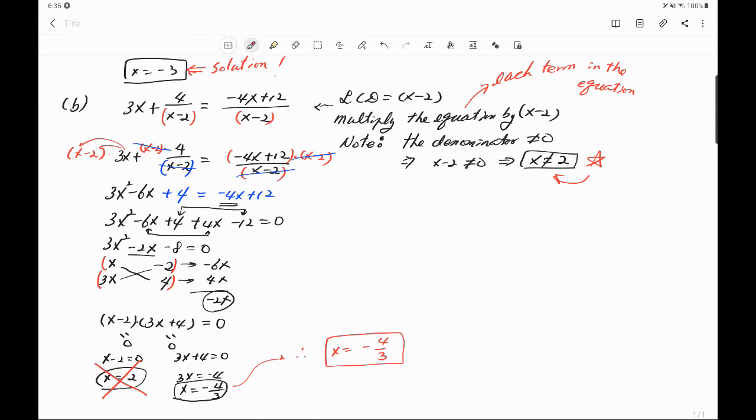Okay, 2 is removed. Why? Because the denominator cannot be equal to 0. So if x = 2, then the denominator is 0. 2 minus 2 is 0. It's undefined. So remove this value 2 from the solution set.